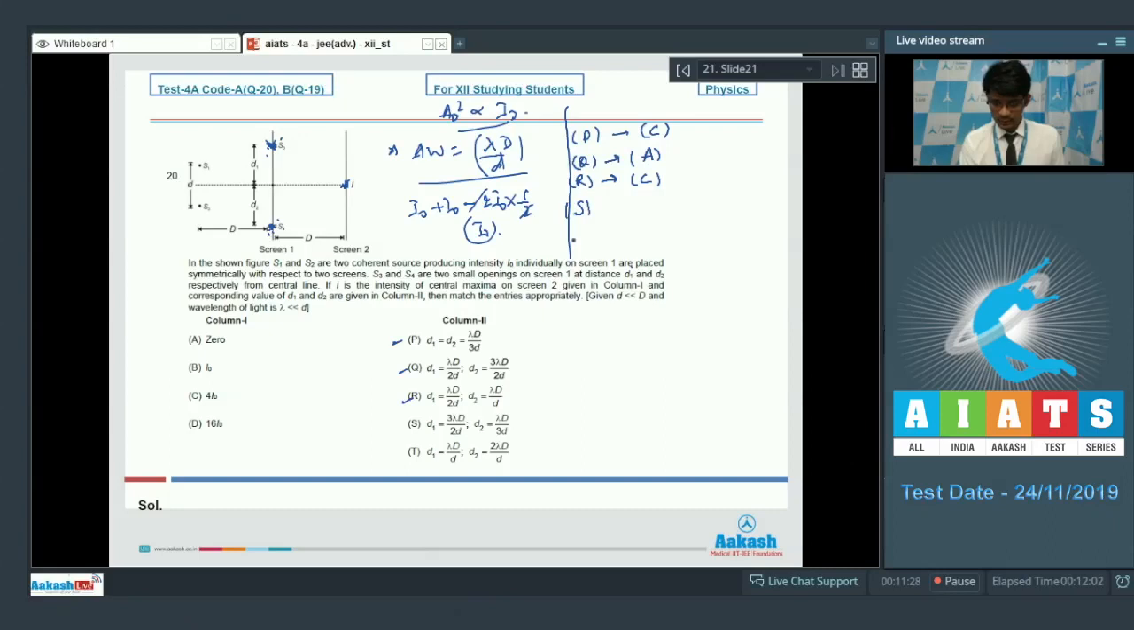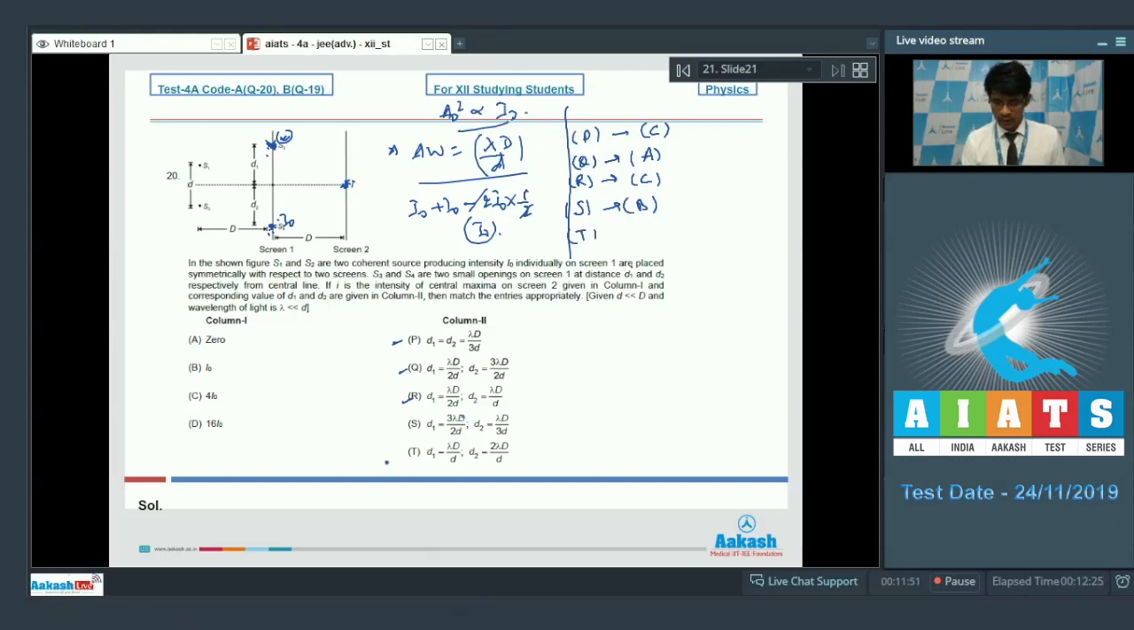Now S. D1 is 3 multiples of half fringe width. So here there is 0 intensity. D2 is lambda D divided by 3d. That means here the resulting intensity is I0. So along this side, this is 0, this is I0. I will have I0 here. It will be matching with B.